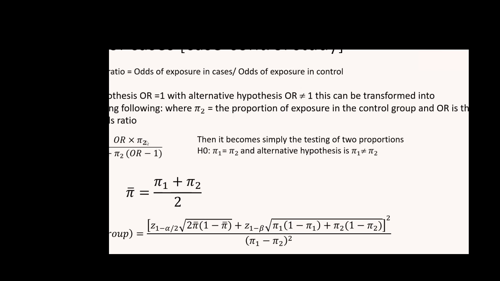What is given? You have to know what is the exposure in the control group and what is the odds ratio. This you have to find out from the previous study. You find what is the proportion of exposure in case. So this is pi 1 and this is P1 and P2. So the same formula we are applying here to find out the sample size in case of odds ratio, because we have converted the odds ratio into the two proportions. This formula you have to remember for converting.